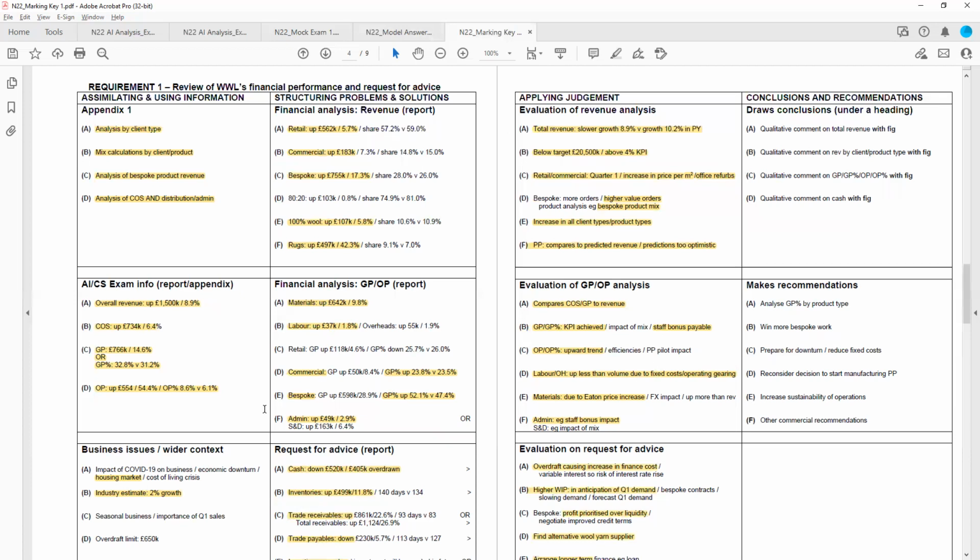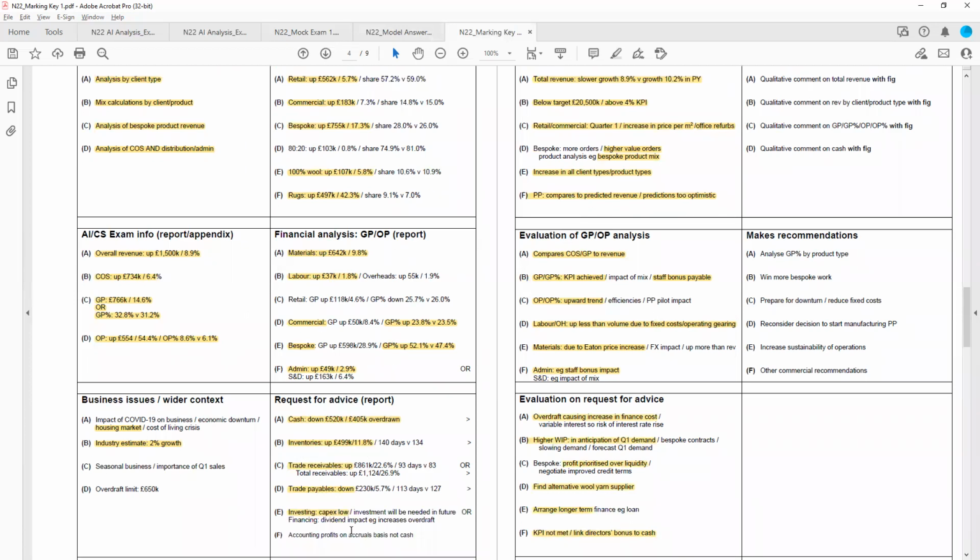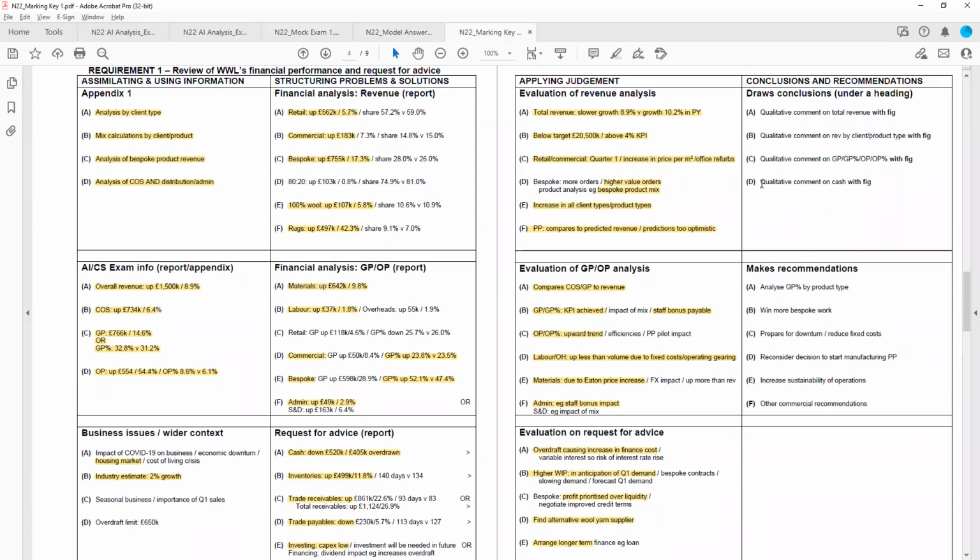There probably are easier marks in the other boxes, but I'd always suggest attempting it so that you can get the easy marks for it, but then also you've got something to bring into your conclusions, because you'll need a conclusion on this point and you'll need some points in the exec summary.